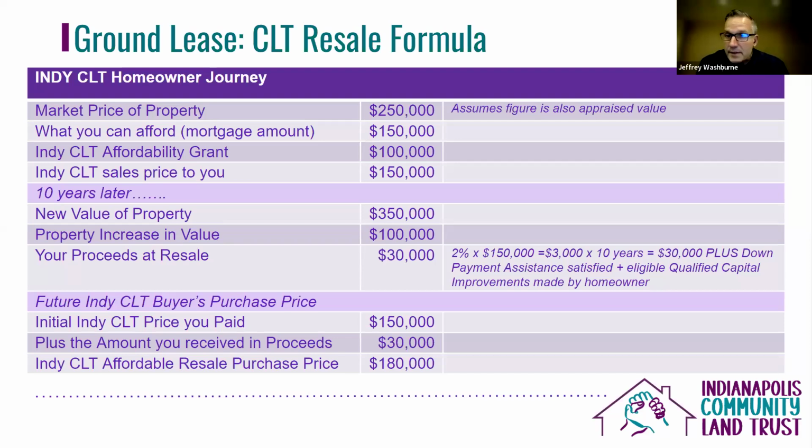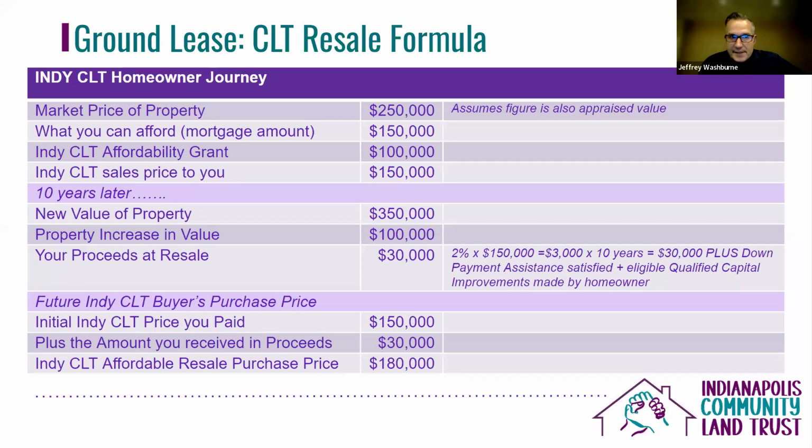And what the Indy CLT has worked hard to do is secure funding to bridge the difference between what we can get a mortgage for and the cost of that property. So in this case, at closing, the Indy CLT is bringing $100,000 in assistance to our $150,000 mortgage. We live in the home and we're making mortgage payments on that $150,000 mortgage. We don't have to pay the Indy CLT anything. We're not paying interest on that.